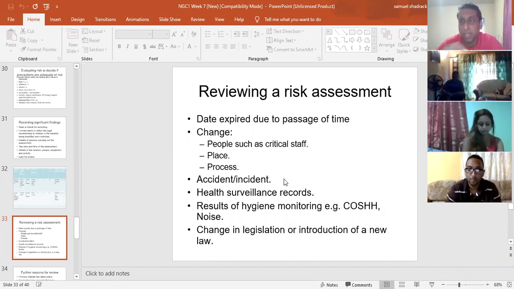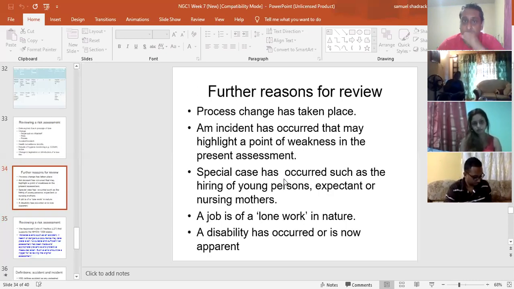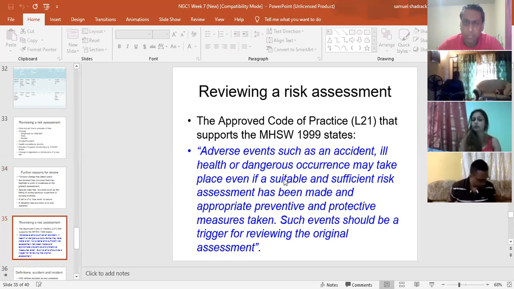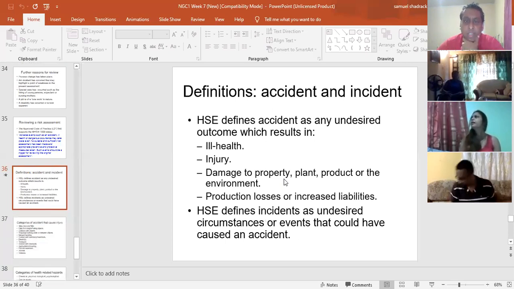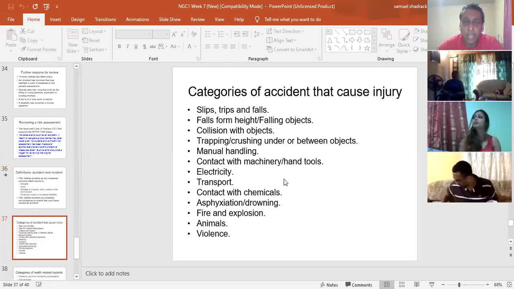So these slides are very good because, like I said, this could be a question. This is a nice question, like maybe five reasons to review a risk assessment. Again, if you have it printed, it's just to pull it from off the slide, right? And there was an ACOP, so the definition of accident, definition of risk, and here would have been a category of hazards.